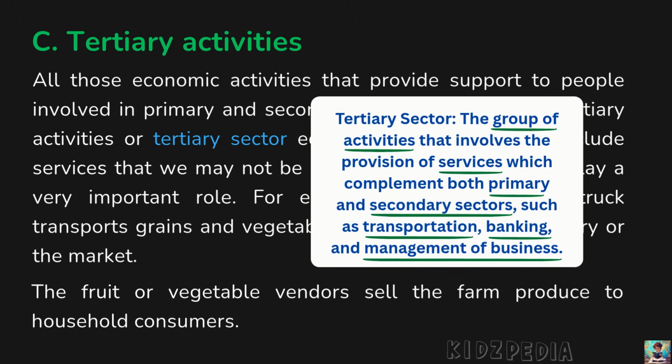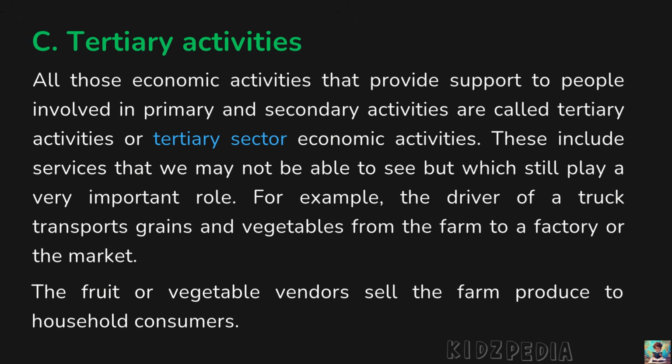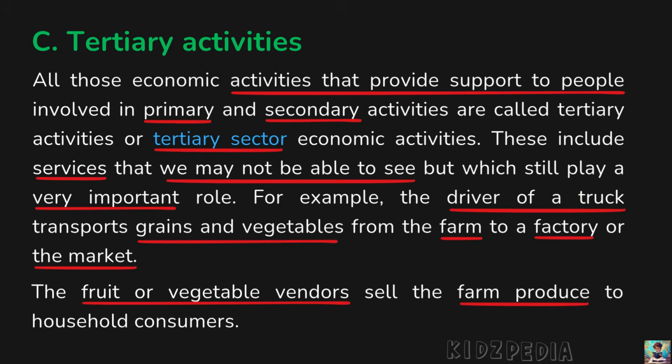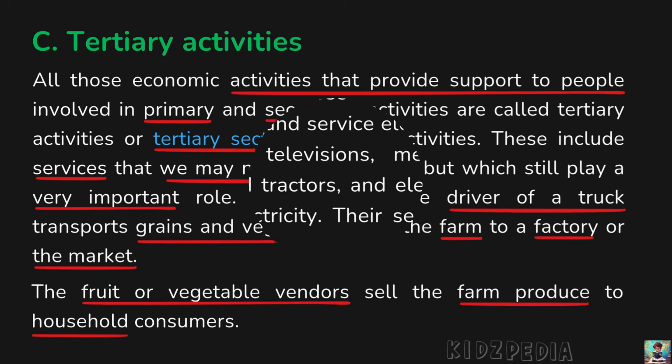So, the tertiary sector doesn't make goods itself but provides services that support other sectors. So, the tertiary sector includes all activities that help and support people working in the primary and secondary sectors. These are mostly services. We may not see them like we see goods, but they are very important. For example, a truck driver moves grains and vegetables from the farm, that is primary, to the factory, that is secondary, or to the market. Fruit and vegetable vendors sell farm produce to households. In short, the tertiary sector doesn't make products itself, but it supports the economy and makes life easier for everyone.